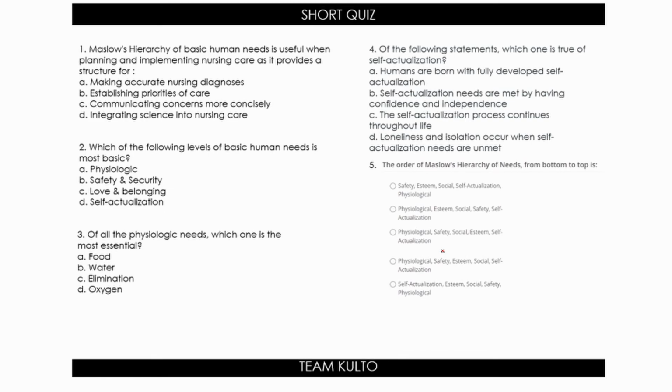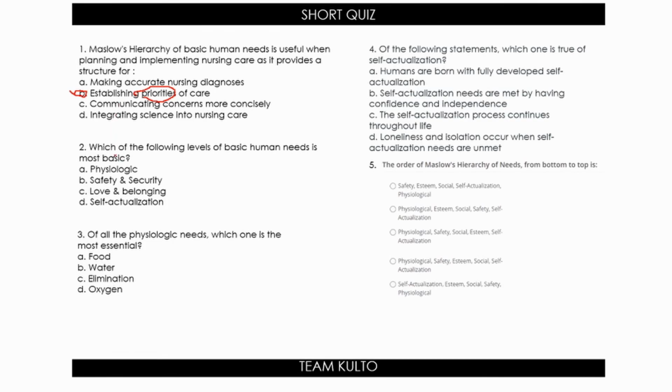Okay, Maslow's hierarchy. Question number 1. Maslow's hierarchy of basic human needs is useful when planning and implementing nursing care as it provides a structure for what? A. Making accurate nursing diagnosis. B. Establishing priorities of care. C. Communicating concerns more concisely. D. Integrating science into nursing care. What is the answer? Letter B. Yes. Letter B. Establishing priorities of care. Yes, diba? Pinag-usapan natin to, nursing wag kang honor.